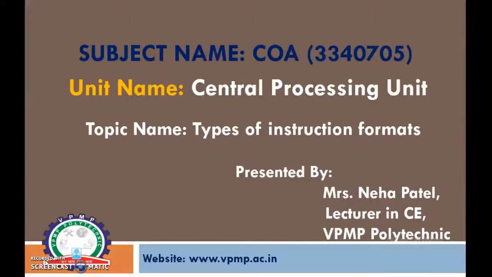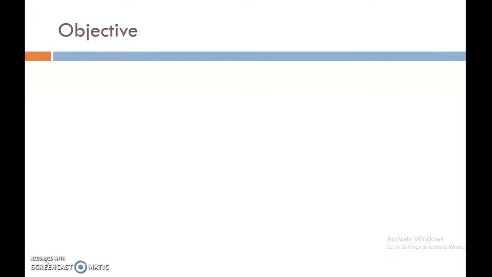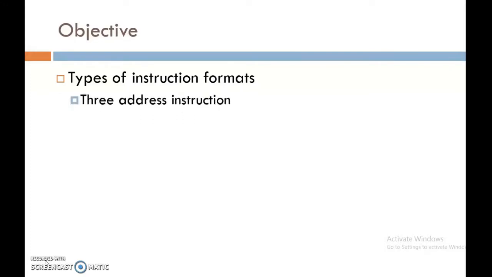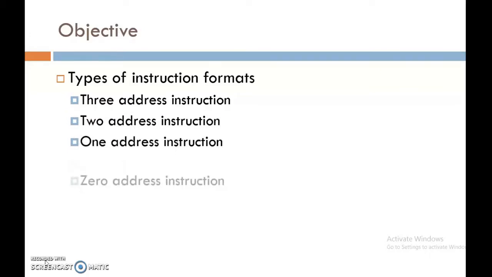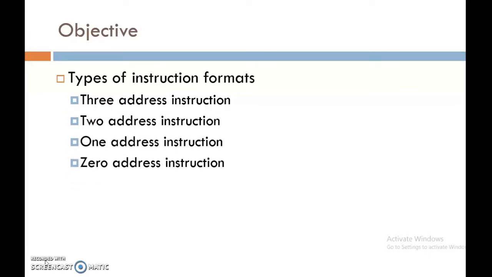Hello students, my today's topic is about types of instruction formats from the unit number 3 Central Processing Unit, Computer Organization and Architecture subject. The objective of today's topic is to learn about the types of instruction formats like 3 address instruction, 2 address instruction, 1 address instruction and 0 address instruction.